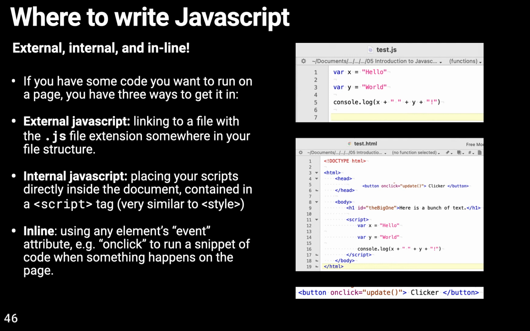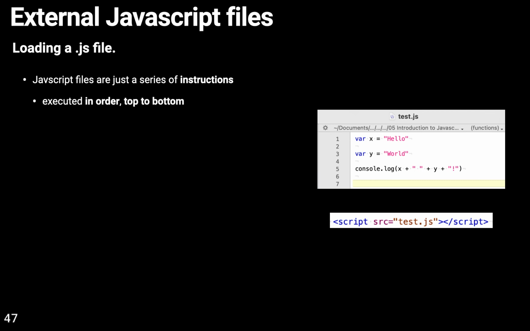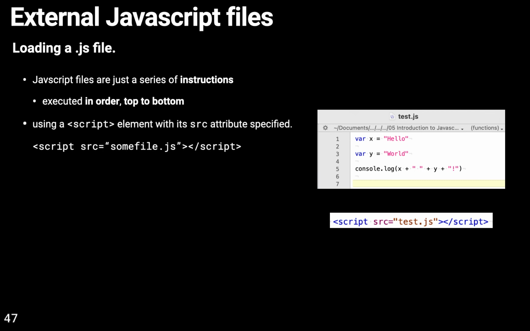Okay, let's jump through each of these briefly. I think you've probably, because we covered this in CSS, you should get this, but loading a JavaScript file. JavaScript files are just a series of instructions, very similar to just the series of style declarations before, right? They are executed in order, top to bottom. So to load one of these files into your page, you use a script element, so the script tag, and you define its source attribute, src.